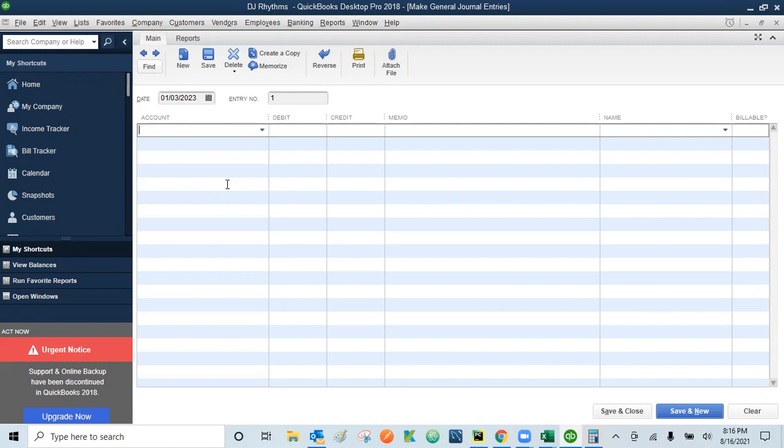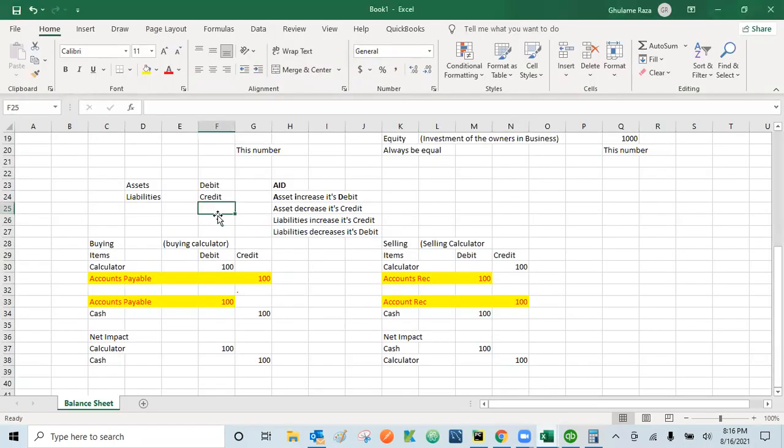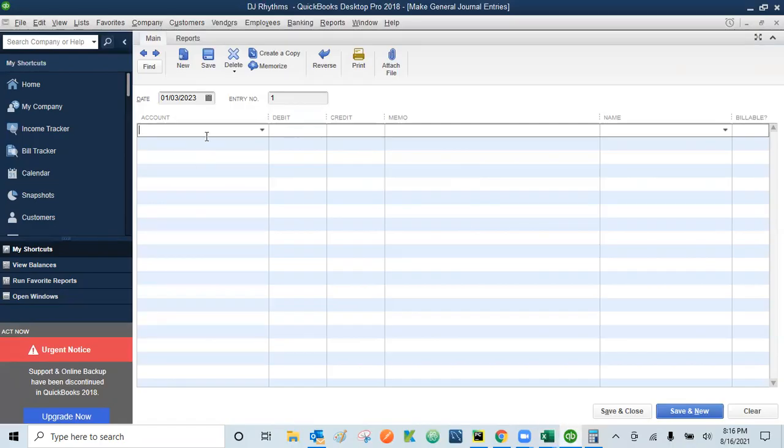So now let's learn about it. When we give our services, we are not getting the money right away, but we will get money after a few days. So it means our account receivable will increase. Let's go up and see what the account receivable is. You can see our account receivable is our asset, and when the asset is increasing, it's a debit. So we are doing it here as account receivable.